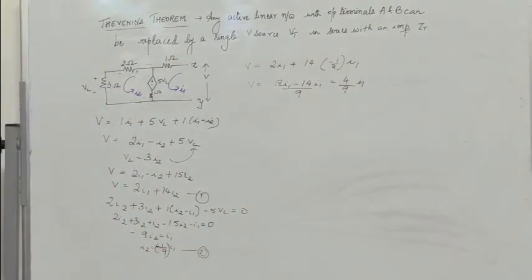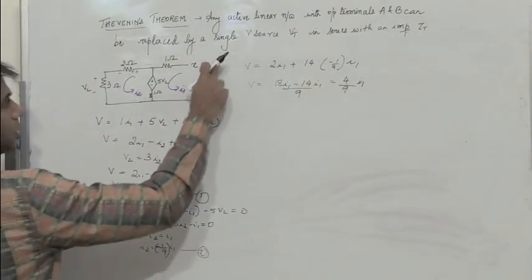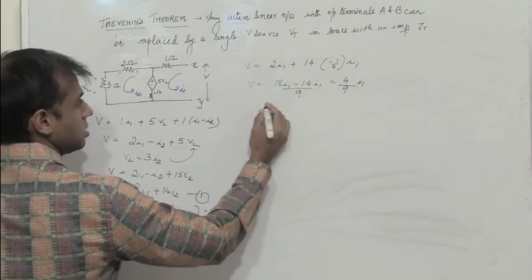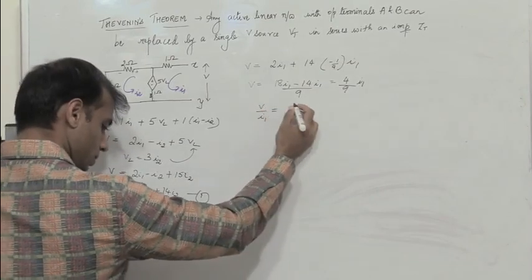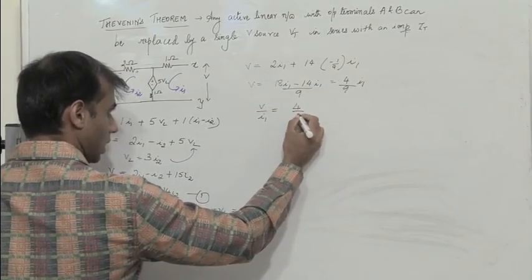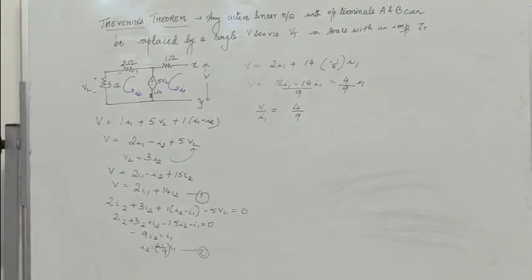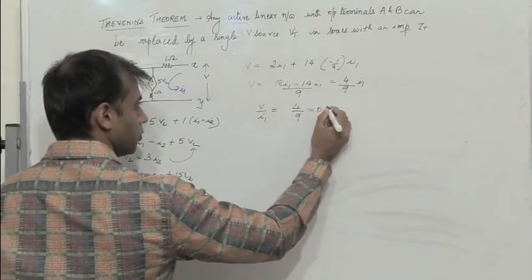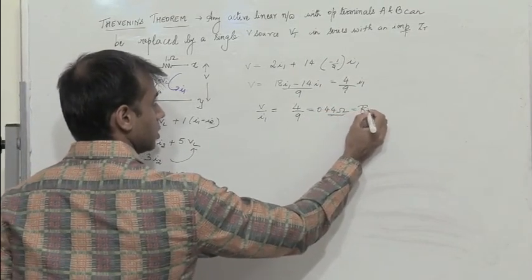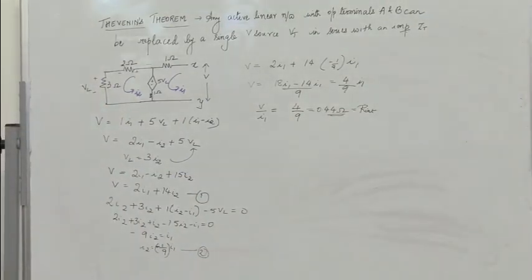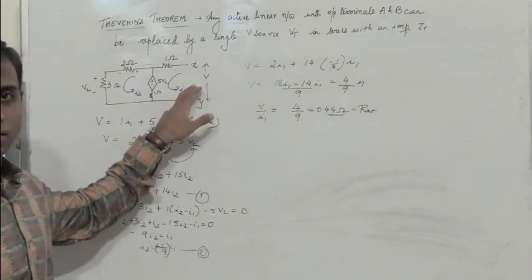Okay, so I want to know the resistance here. So the resistance here is nothing but V by I1, which is equal to 4 by 9. Okay, so V by I1 equals 4 by 9, which is approximately equal to 0.44. So this is the total internal resistance of the network looking through the open circuit, that is through the terminals X and Y.